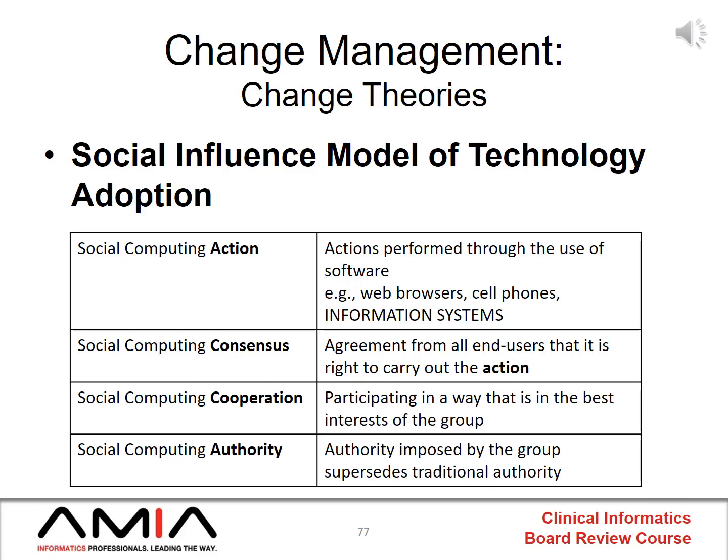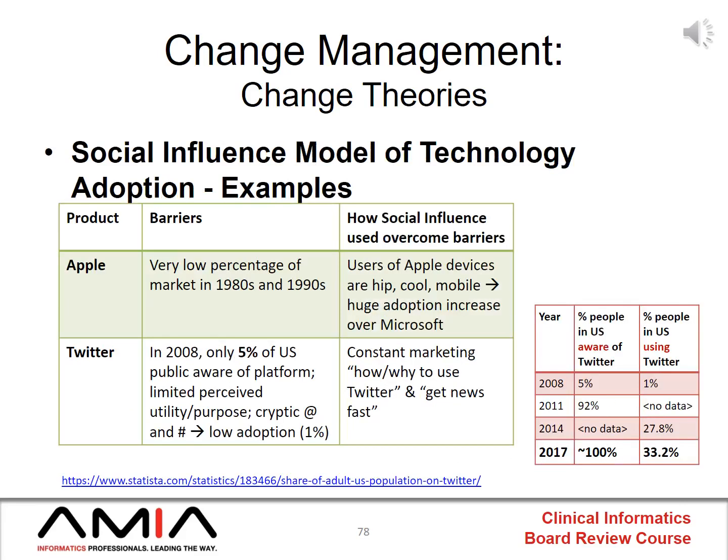In this slide, I've put a couple of examples as to how the social influence model was used to promulgate the use of certain products. In the 1980s and 90s, Apple had a very low percentage of the market. IBM PCs and eventually Microsoft had the vast majority of the market share. However, there was a huge ad campaign which showed users of Apple devices as being hip and cool and mobile, and that combined with some of their user interface advances really helped individuals adopt and purchase Apple technology over Microsoft.